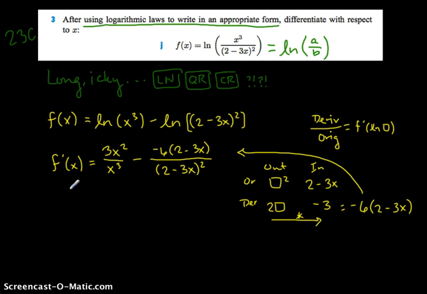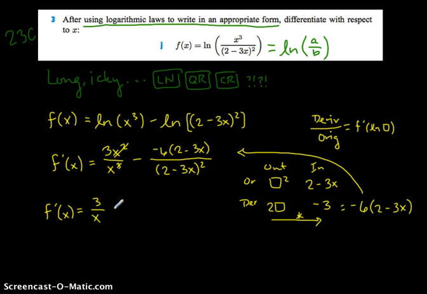Great. So now let's see if we can do some cleaning up, because I see some items that can definitely cancel out. So I see this x squared and x cubed. Well, if I take an x squared from both the numerator and denominator, I have just simply an x in the denominator. So that means I'm looking at f of x equals 3 over x.